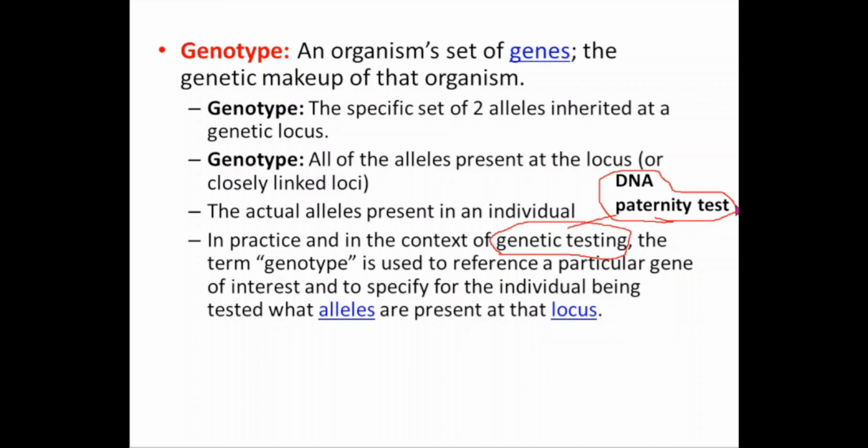For example, it is practical to determine the paternity of a person. Okay? Is that person the father of a given child? That is a DNA paternity test or genetic testing. What the scientist is doing is genotyping.